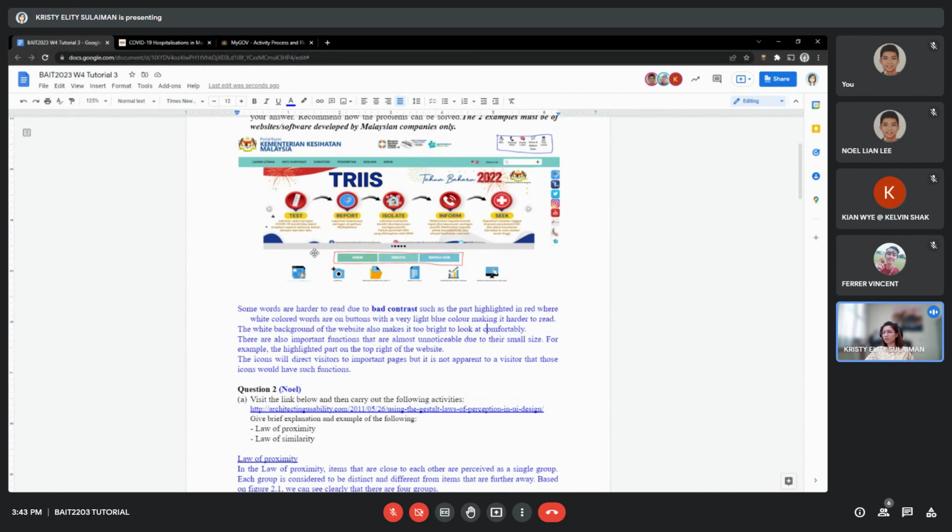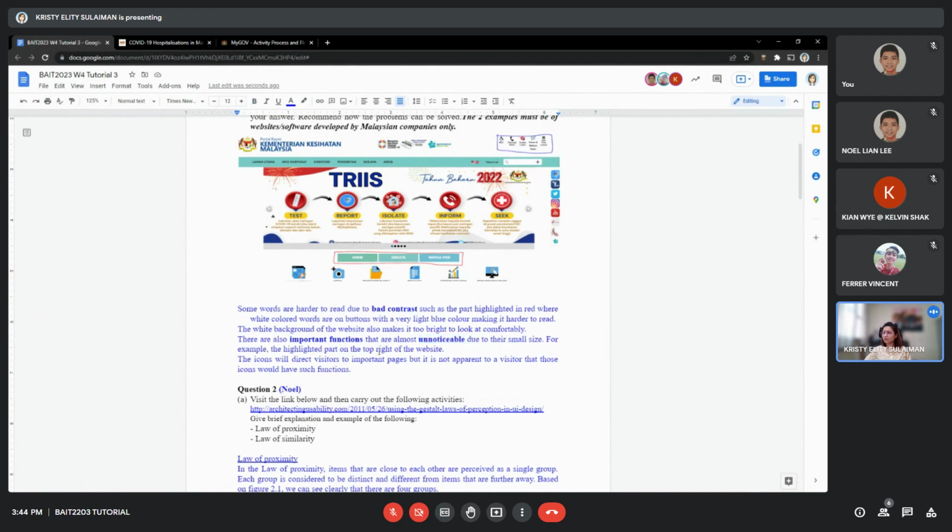Important functions are almost unnoticeable due to the small size. This one, right? This interface is giving more attention to these trees. If you look at it, you just see the information about trees. But the most important purpose of this website is very small at the top there. This one.